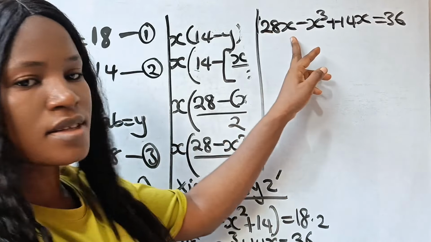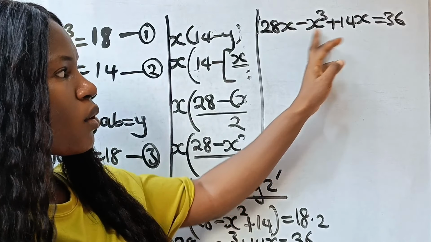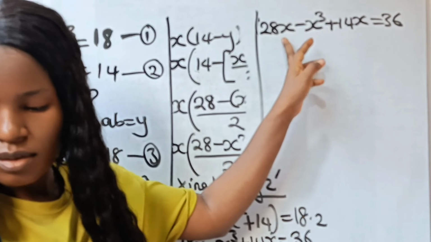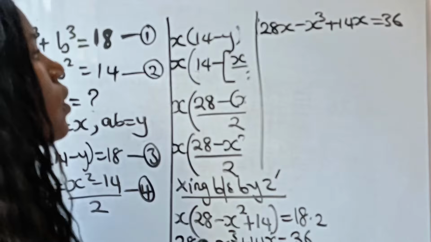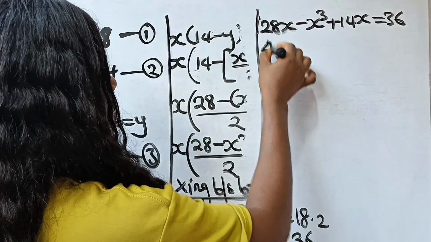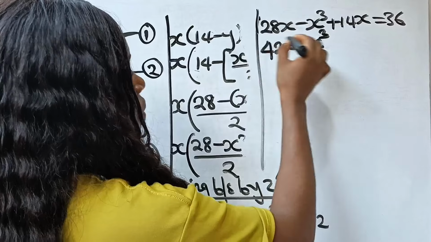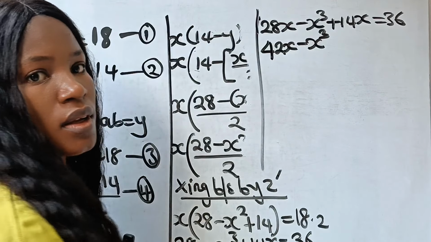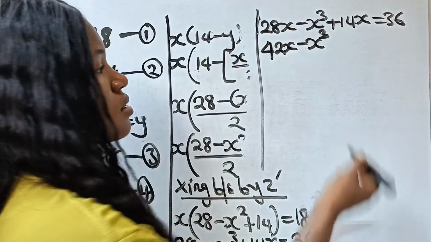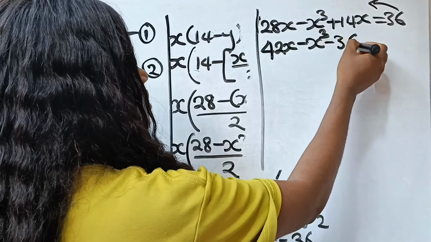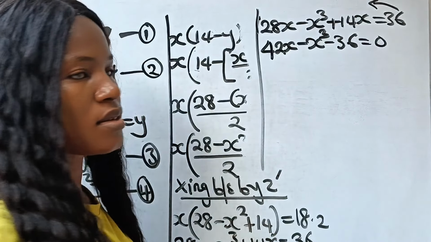Now 28x plus 14x will give us 42x. So we have 42x minus x to the power of 3. Now let us transfer this to this side. So we have minus 36 is equal to 0.